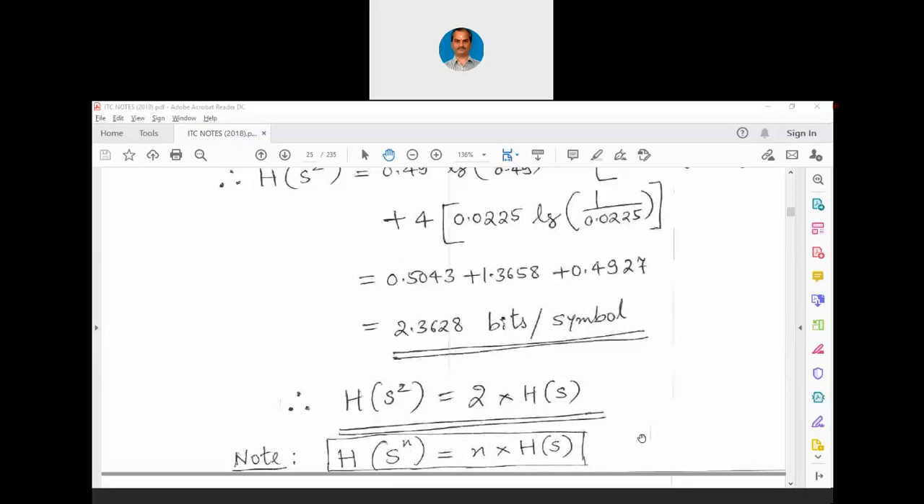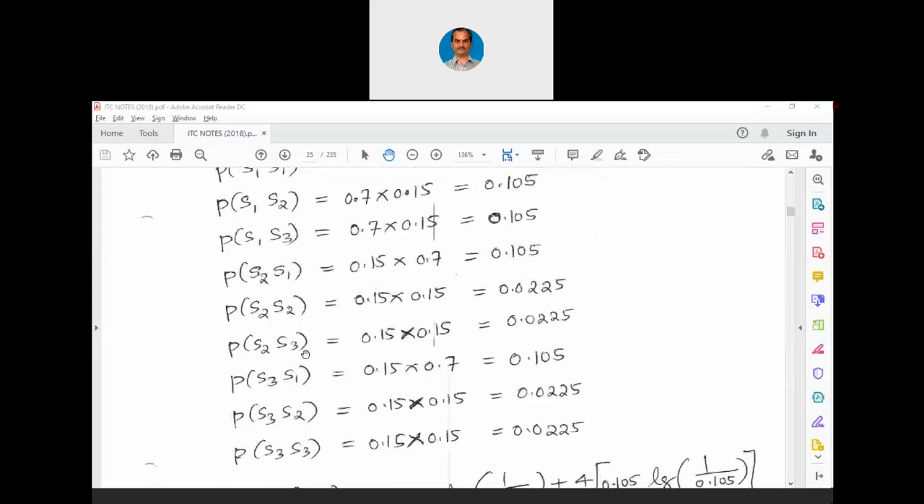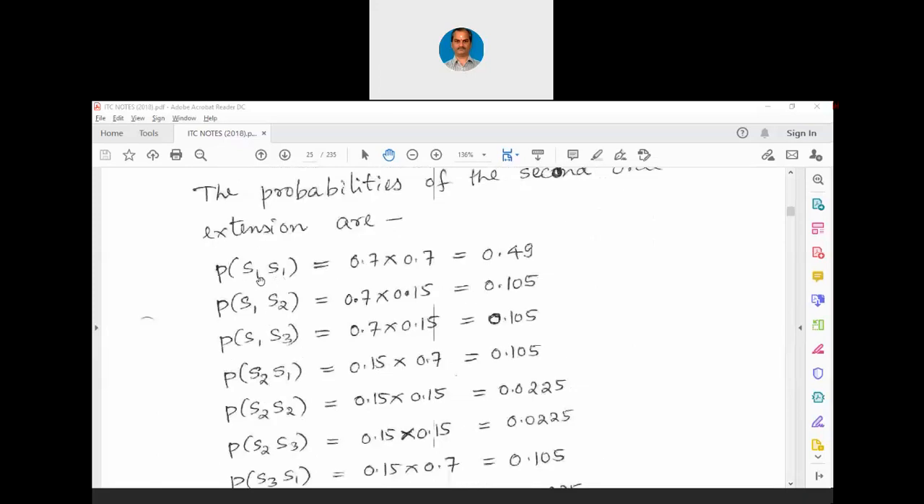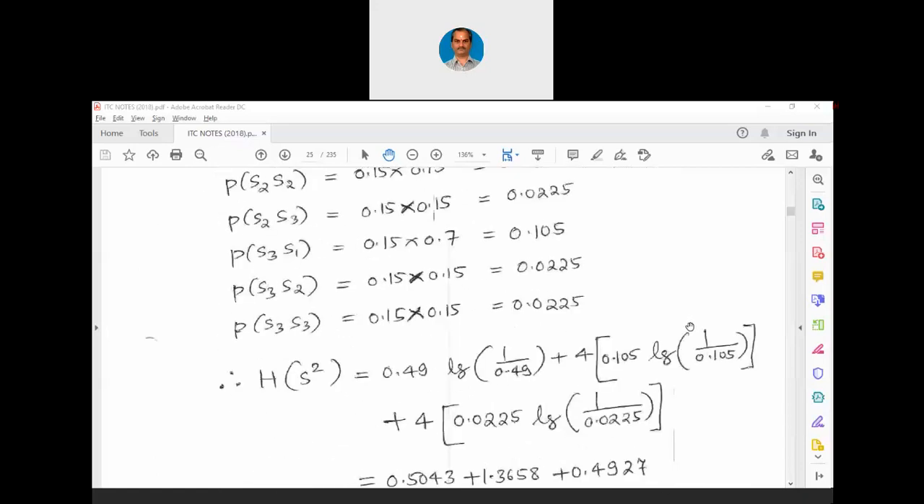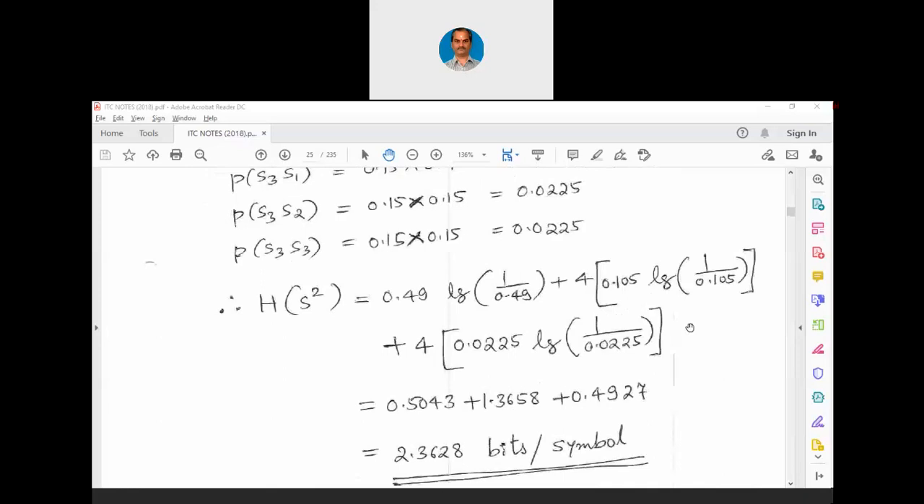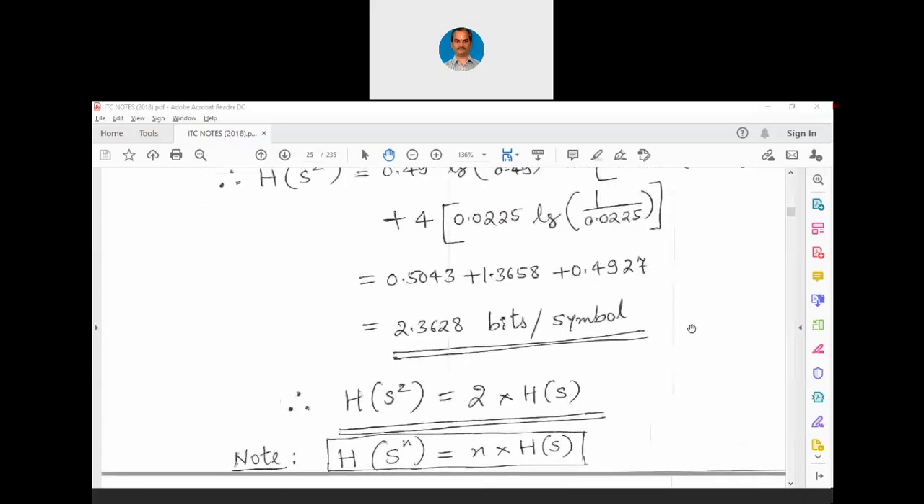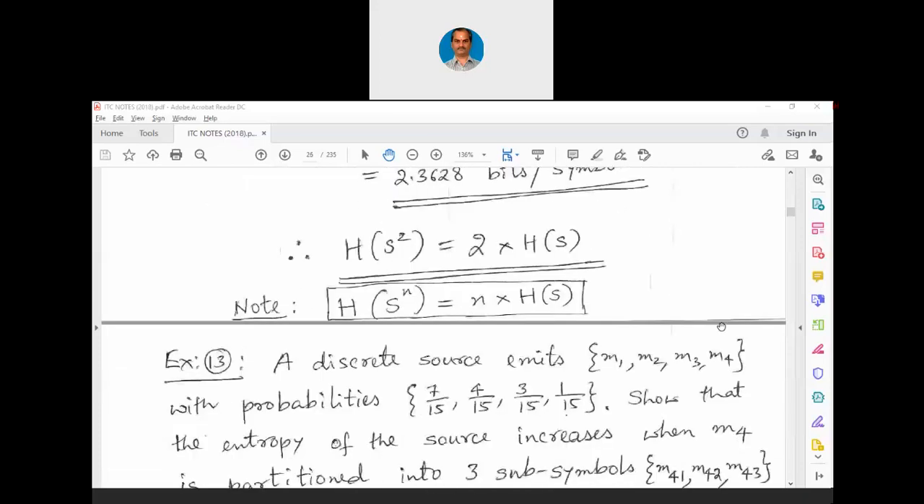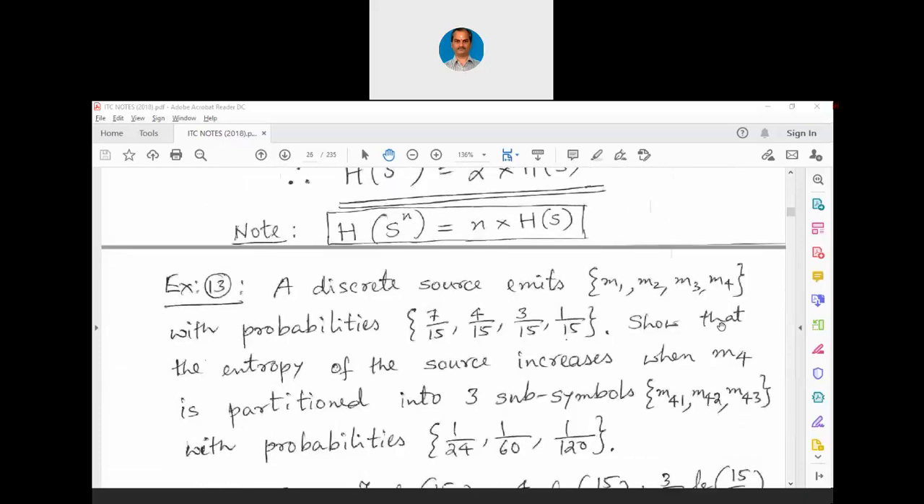Now this is obvious. Why? Because we are going to use two symbols for each transmission together, so naturally the information is going to increase. So again I repeat, this is not breaking up of the symbols, this is combining of the symbols. Don't get confused. Now let me tell you about another example.